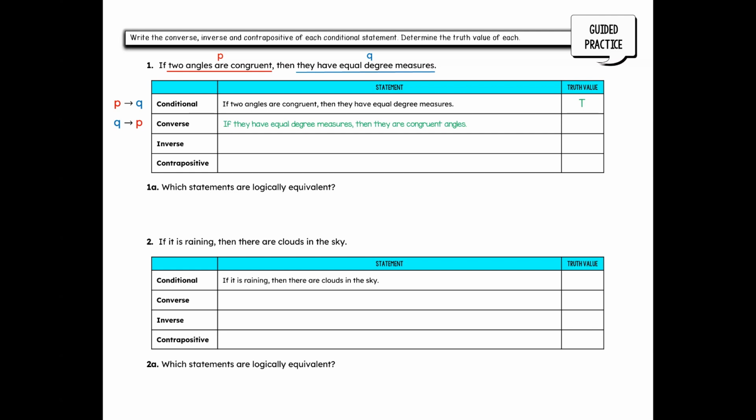Again, if you need to pause the video, go ahead and do that. But if they have equal degree measures, then they are congruent angles. That's a true statement. Let's move on to the inverse.